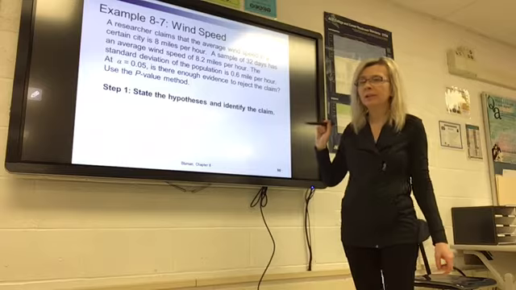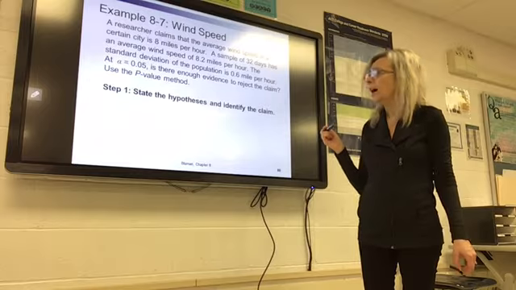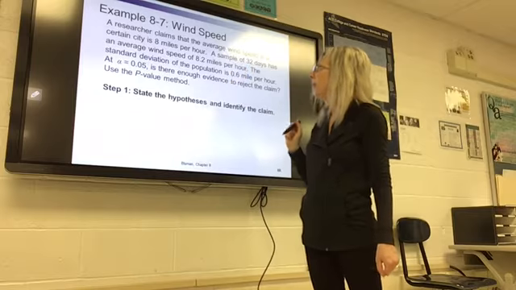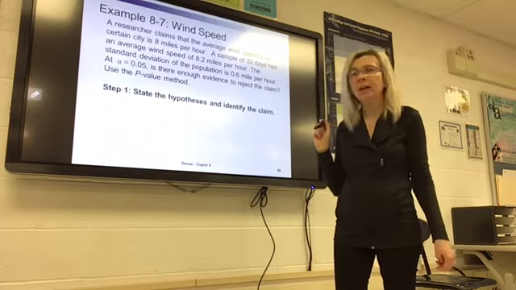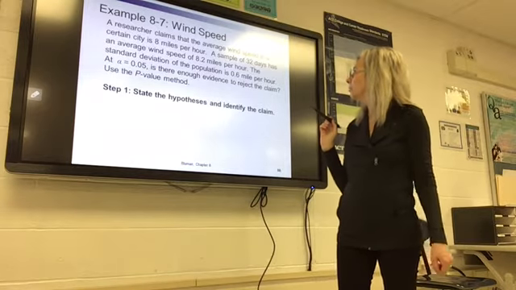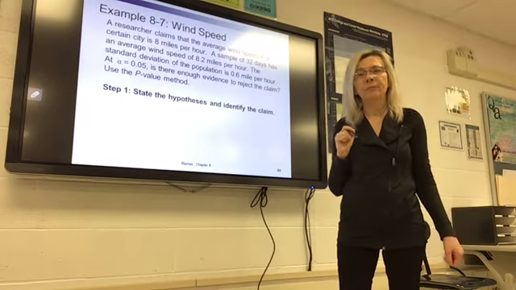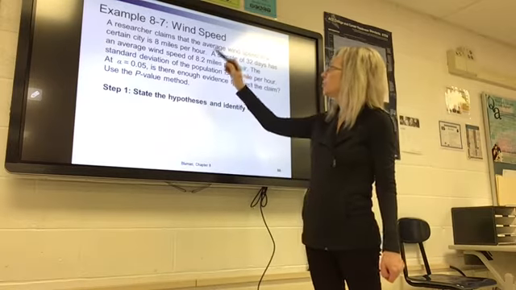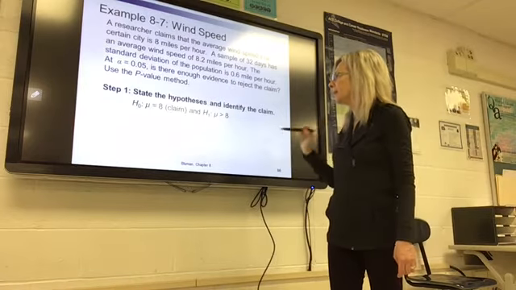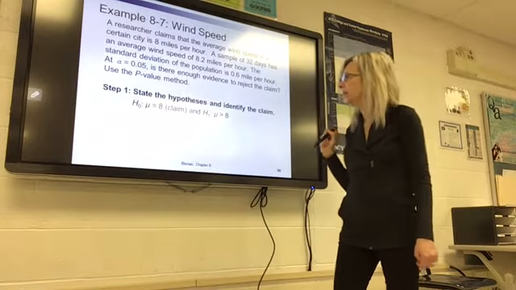Okay, again, first step is state the hypothesis and identify the claim. So our null hypothesis, no change, meaning mu equals 8 miles per hour. And alternative would be mu does not equal 8 miles per hour. The question is, which one is the claim? As you can see, researcher claims that the average speed is 8 miles per hour. That means in this case, the claim is the null hypothesis.